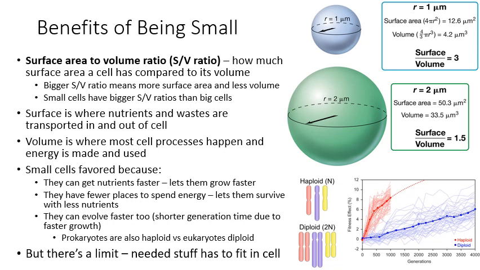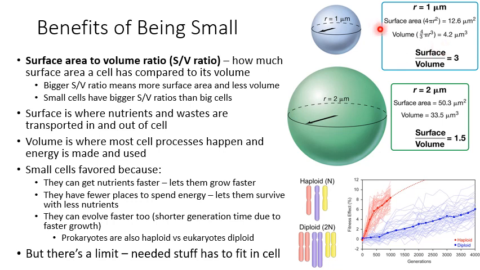So when an object gets bigger, the volume goes up much more quickly than the surface area goes up. So bigger things will have a bigger volume compared to their surface area, and smaller things will have a smaller volume compared to their surface area. So if you look at these 2 spheres, one of them has a radius of 1 micrometer, the other one has a radius of 2 micrometers, but you can see that the one that has a radius of 2 micrometers has a very big volume compared to the 1 micrometer ball, and the surface area has not gone up as much. It has gone up a lot, but not as much as the volume has.